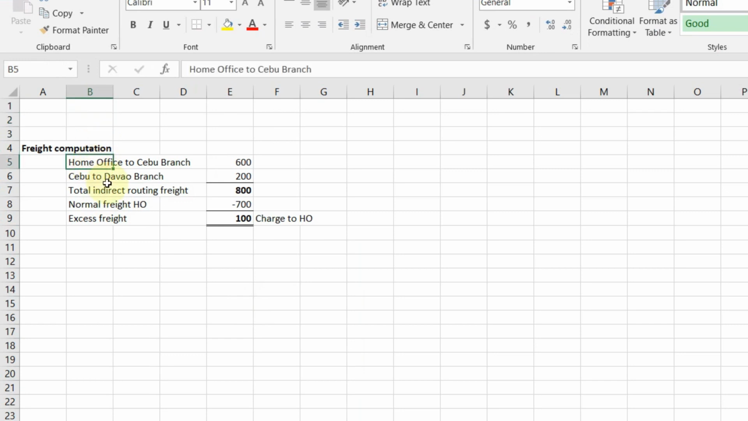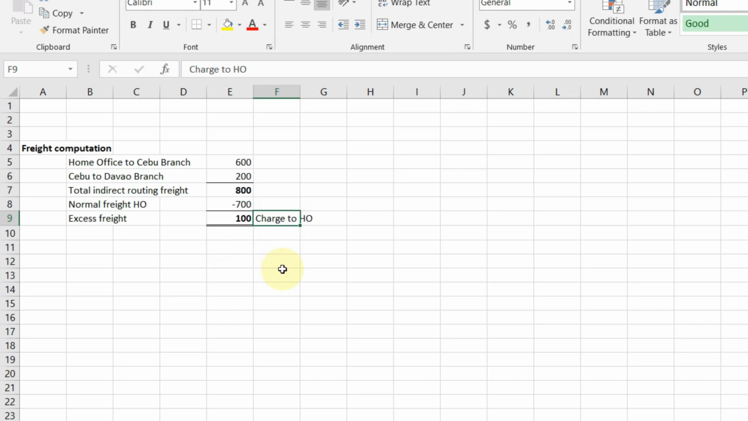So, compute natin. So, home office to Cebu branch, ang nagastos niya is 600. Si Cebu branch to Davao branch, you have 200. Okay? Total indirect routing freight, you have 800 pesos. Yun yung i-charge. Okay? Ang gusto mo malaman is excessive freight, kaya tingnan mo paano pag si HO yung nagdala kay Davao branch, 700 lang daw yung magagastos. Ibig sabihin, sumobra or nalugi ka ng 100 pesos sa excess freight dahil pinadaan mo siya kay Cebu branch. Okay? Sino ang magre-record nito? The answer is letter D, charge to HO.